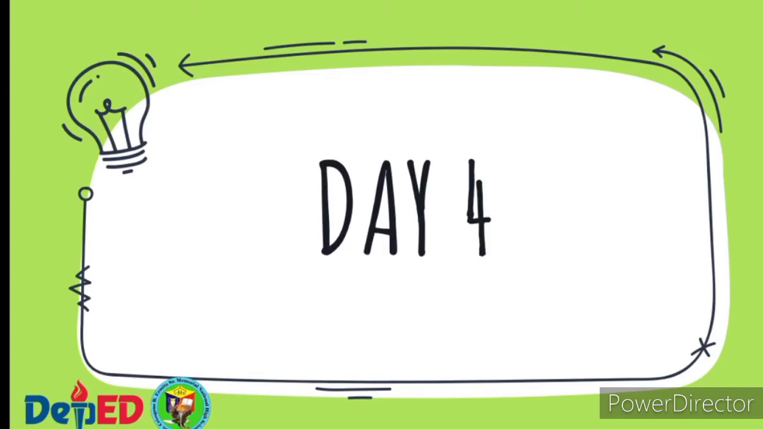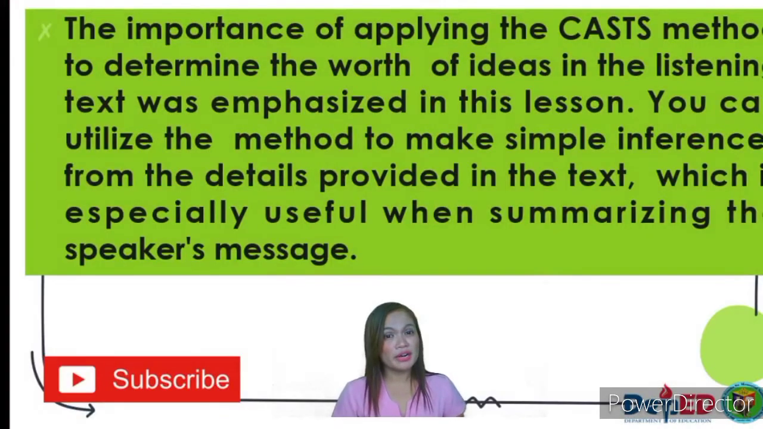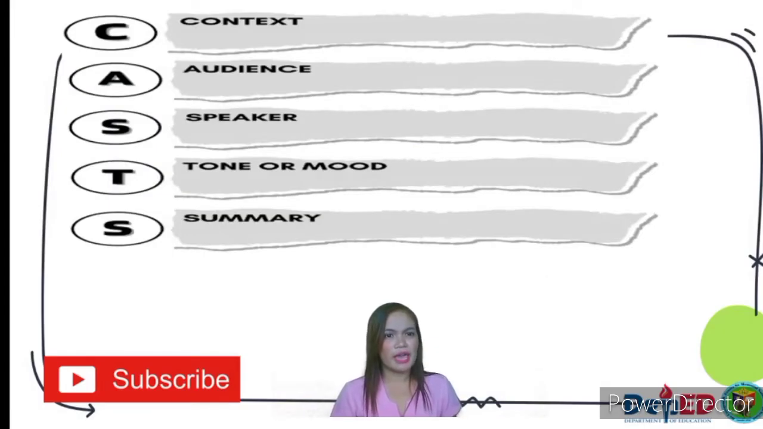Day 4. Remember the importance of applying the CASTS method to determine the worth of ideas in the listening text was emphasized in this lesson. You can utilize the method to make simple inferences from the details provided in the text, which is especially useful when summarizing the speaker's message. Again, for CASTS method, C for context, A for audience, S for speaker, T for tone or mood, and S for your summary.